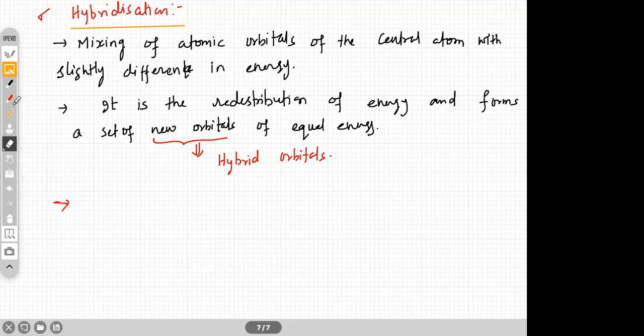Okay, write down the heading: Characteristics of hybrid orbitals.